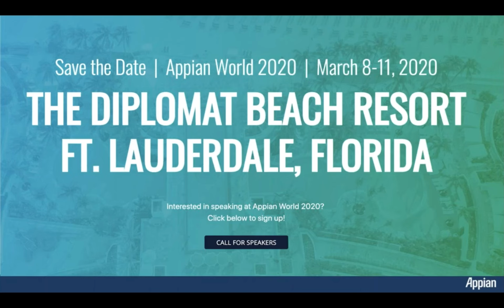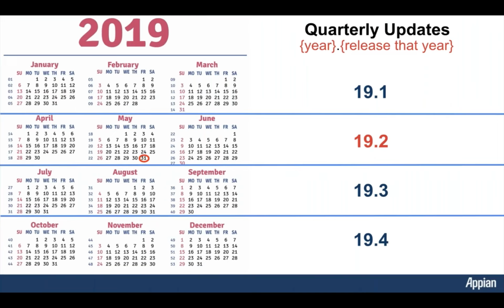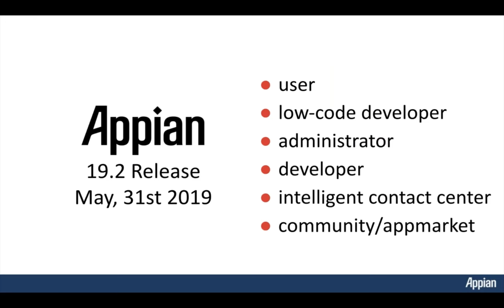With that, of course, let's talk a little bit more about Appian 19.2. Appian 19.2 is the second release of the year, starting with 19.1 released in mid-February. And of course, 19.3 will follow up in August and 19.4 in November. 19.2 is scheduled for May 31st, 2019. That's two days from today, just this Friday.